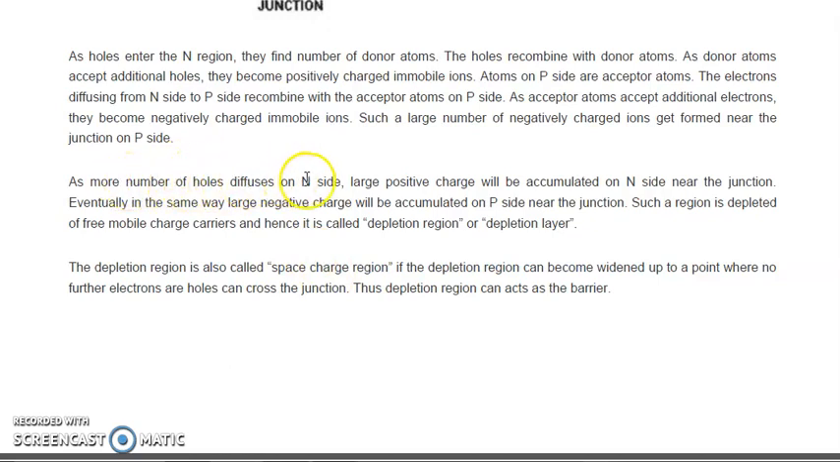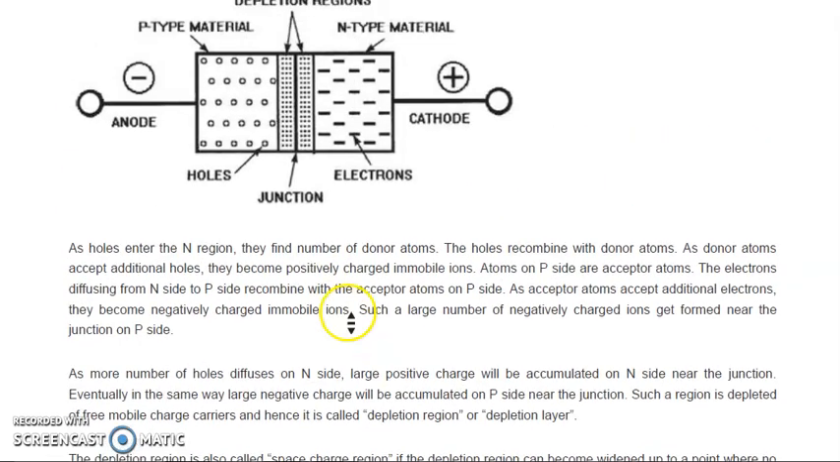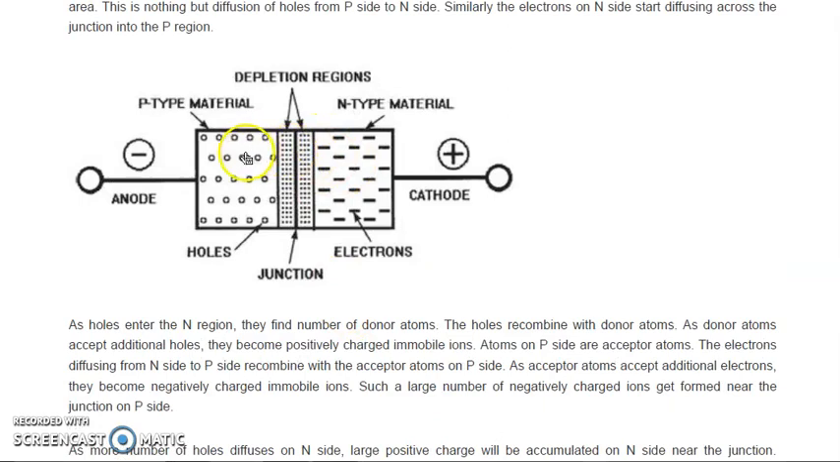So this is what I was telling you. The holes diffused to the N side leave a large positive charge accumulated on the N side, and the same happens with a negative charge accumulating on the P side of the junction. Such a region is depleted of free moving charges, so that's why I call it the depletion layer or depletion region. This is also called the space charge region. When the depletion region becomes wide enough that no further hole can cross the junction, the depletion region acts as a barrier. So this blocks the flow of electrons and holes to the other side.